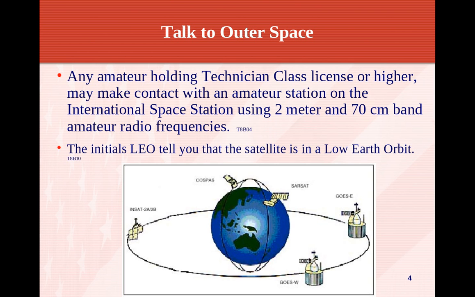The initials LEO tell that the satellite is in low Earth orbit. So there's a bunch of satellites up there that you can talk to. They operate very similar to repeaters, and you can bounce a signal off of them, or you can talk to the International Space Station. They're on occasionally on amateur frequencies.